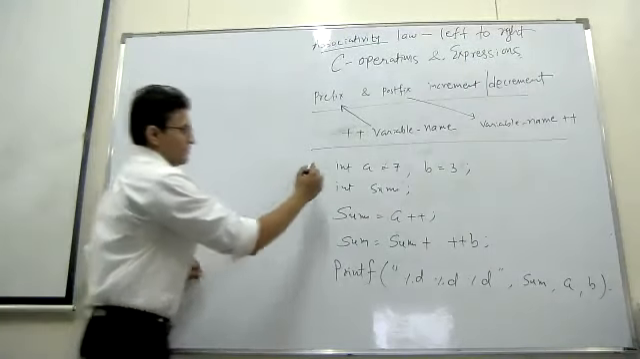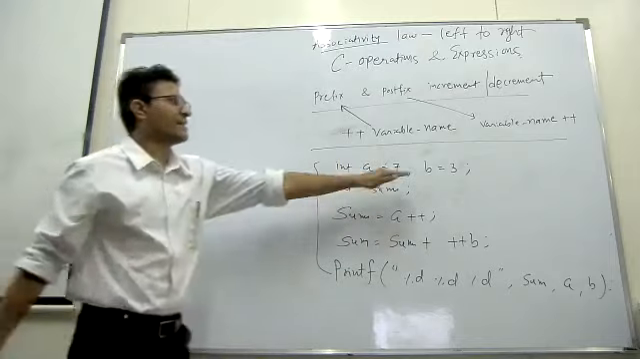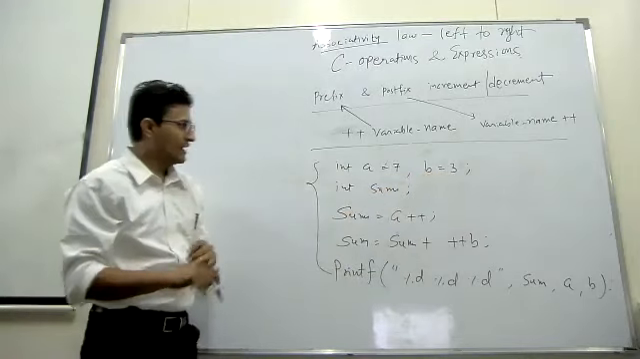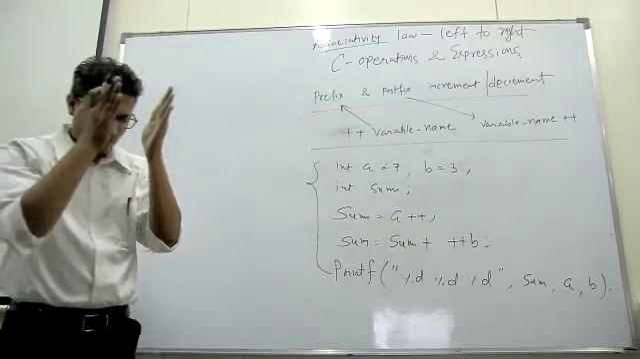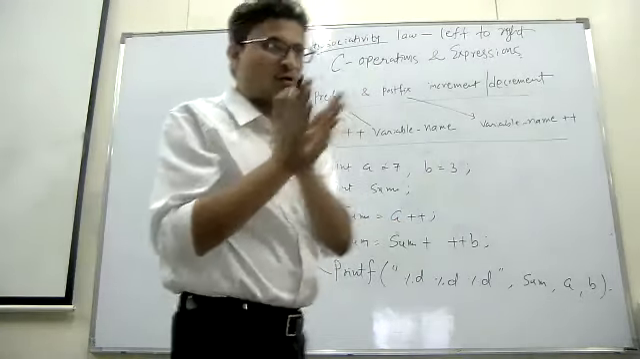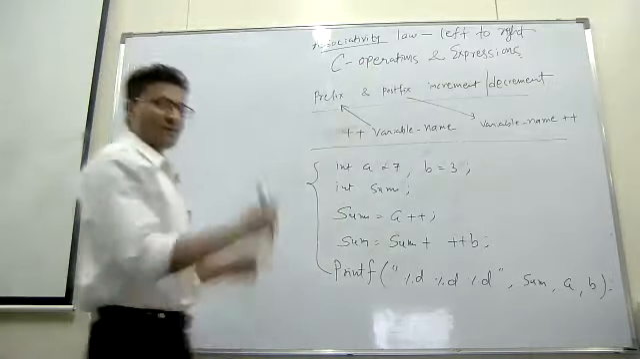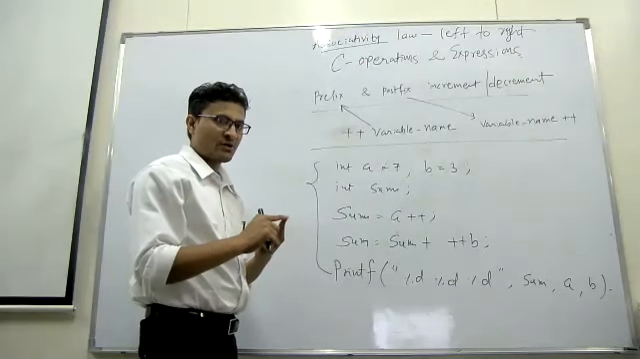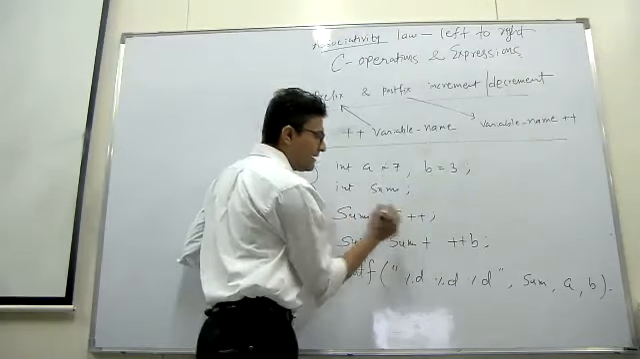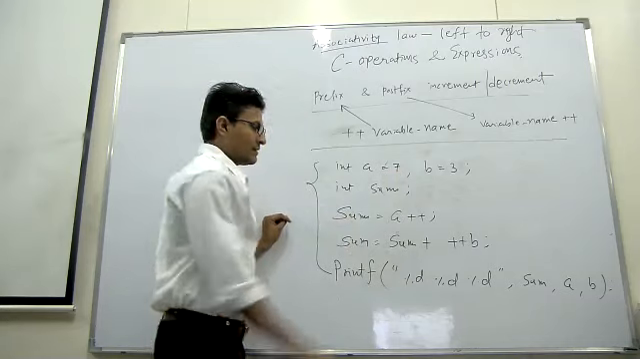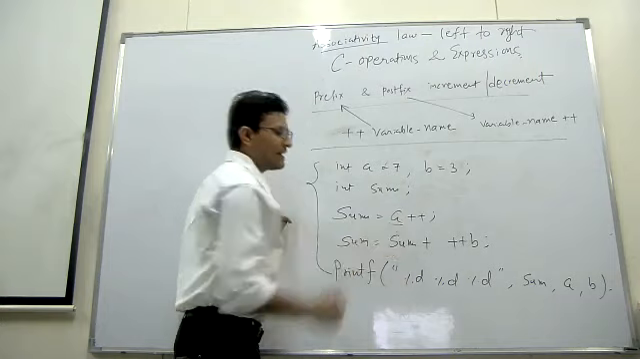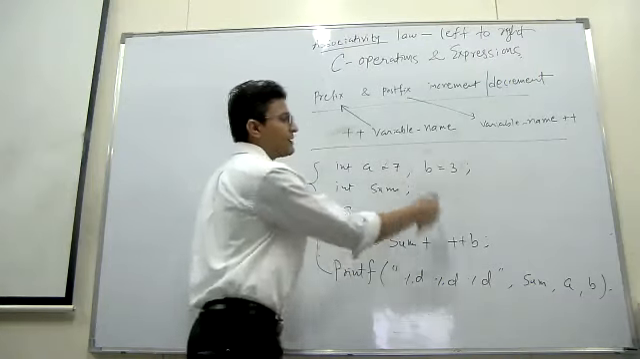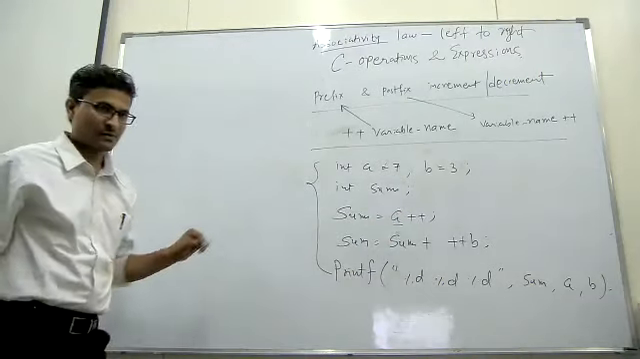Okay. So in this problem, A is equal to 7, B is equal to 3. Now sum is equal to A plus plus. So the postfix increment means what? First of all, it will assign the value to the particular variable, then after it will increment.